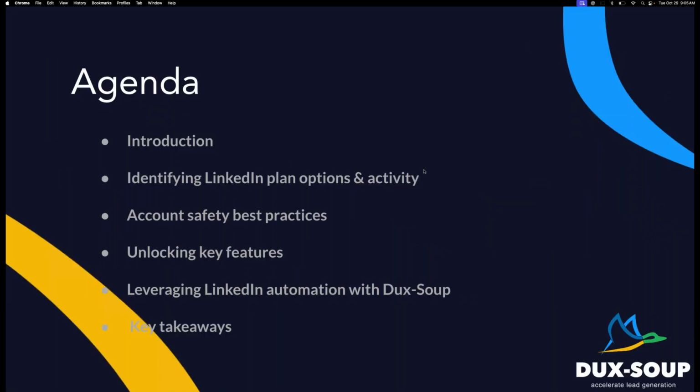So for today's agenda, I will start off with an introduction, then talk a little bit about identifying the right LinkedIn plan with all the different options and activity limits that you could do with each one. For instance, how many invites can you send on Sales Nav versus a regular LinkedIn, or Sales Nav versus Recruiter? Hint, hint, nudge, nudge. They're pretty much the same, at least for connection requests, maybe not for InMails.